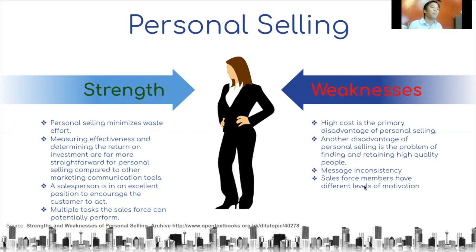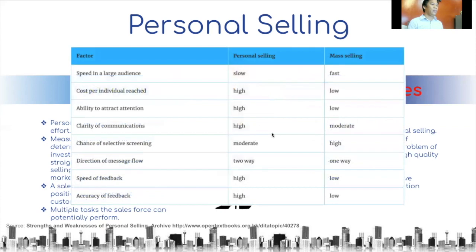Isa sa mga weakness niya, salesforce members have different levels of motivation. Yan. Kumbaga, ano ba nagmo-motivate sa isang salesperson para magbenta? Quota ba? Pangangailangan ba? Yung kotse niya ba? O yung kotse na provided ng kumpanya? Or siyempre, may kanya-kanyang motivation. At the end, pare-pareho lang sila, commission. Yan. So, kinumpare yung personal selling sa mass selling.